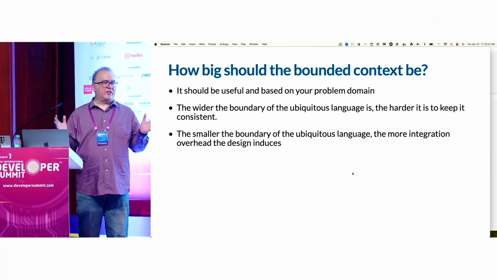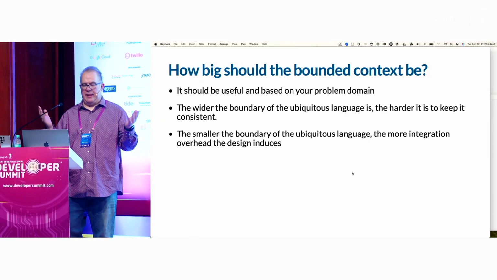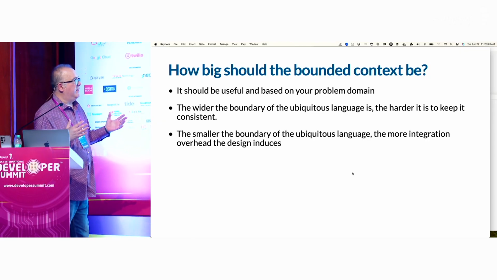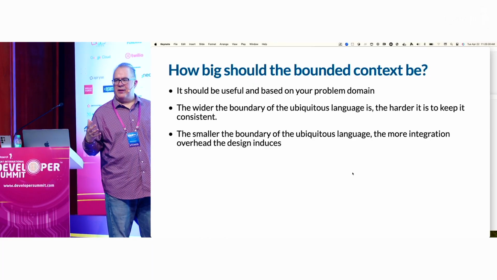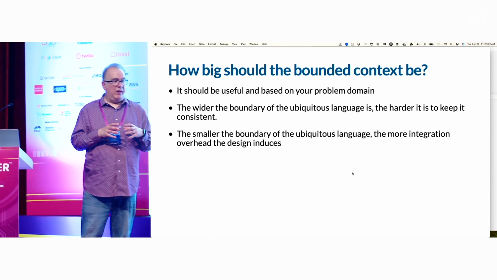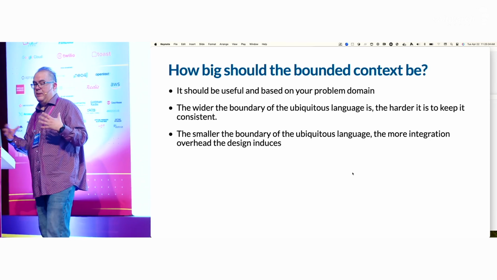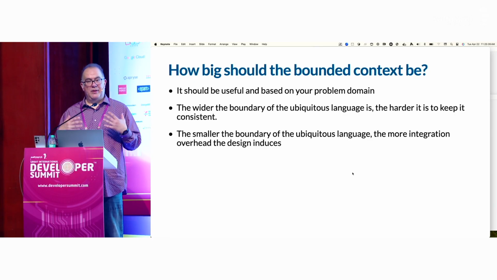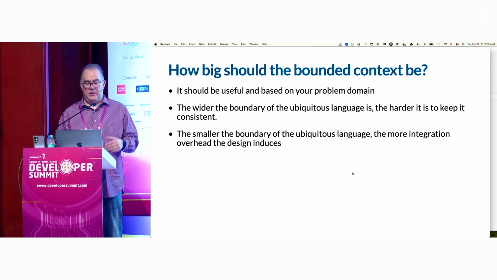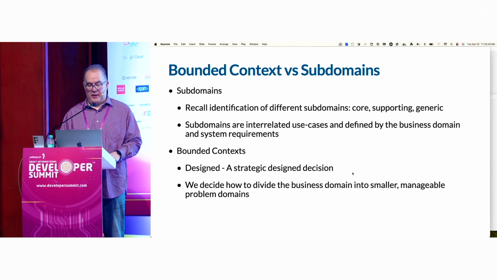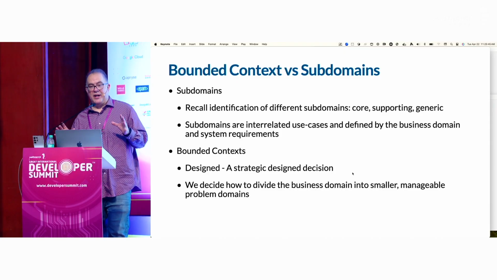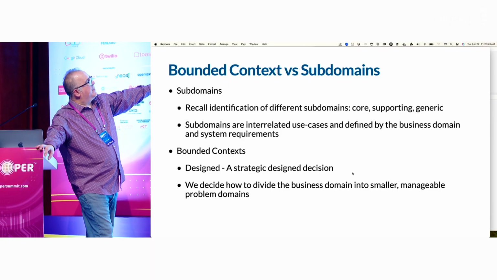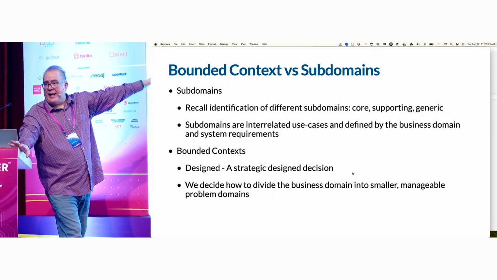How big should it be? How small should it be? Up to you. If you go too big, you end up in that kind of monolithic style of software. If you go too small, you're going to have over-communication between all the different small contexts that are available. So your trade-off is up to you. How big or how small do you want it to be? Now, the tough part here: how do bounded contexts and subdomains relate to one another?